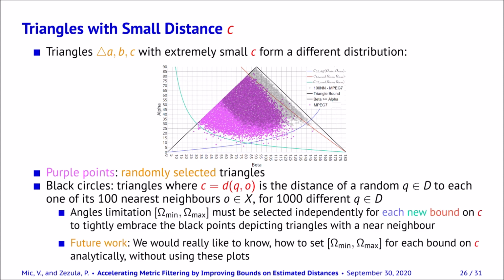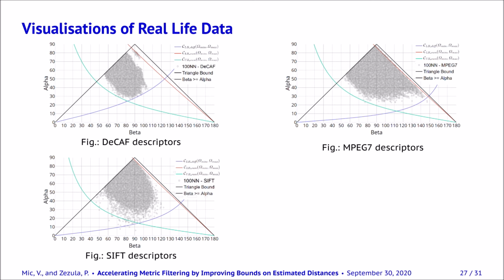When setting the bounds omega min and omega max to embrace these points, the semantics of the angles alpha, beta, gamma is not the same anymore, and it causes the need for independent selection of omega min and omega max for each of the newly proposed bounds on C independently. We plan to define the analytical approach to select the bounds omega min, omega max for each of these bounds on C as the future work. For now, we pick them to embrace the sampled triangles tightly. These plots thus visualize the color curves that are introduced by the angles limitations, and we summarize the newly derived bounds on C in the following slide.